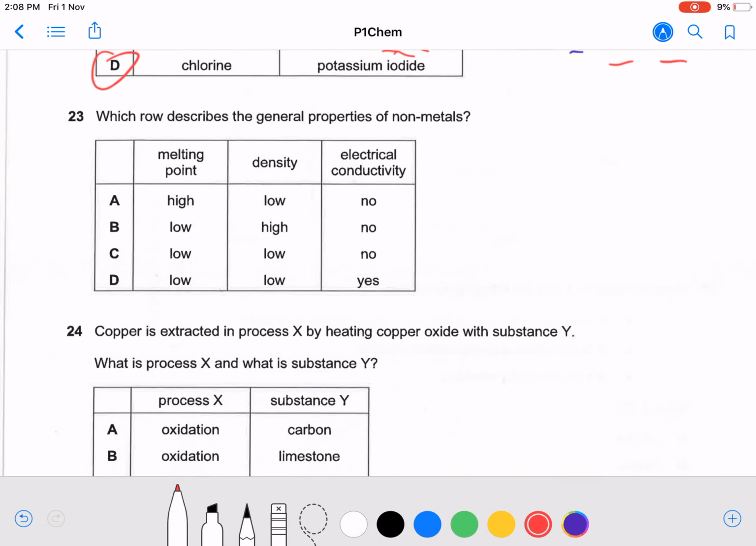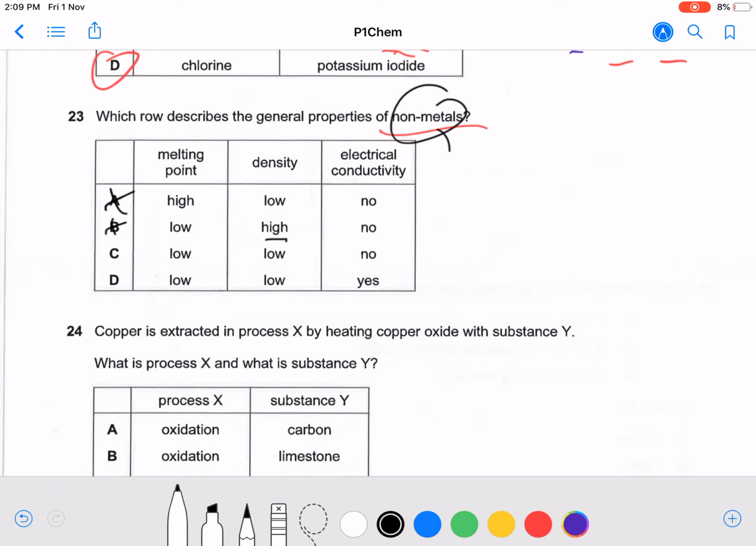23. Which row describes the general properties of non-metals? Melting points are low because non-metals tend to be gases, so it's not A. The density, if the density was high, it would most likely be a solid or a very compressed gas, I suppose. But they tend to have low density because their molecules are far apart.